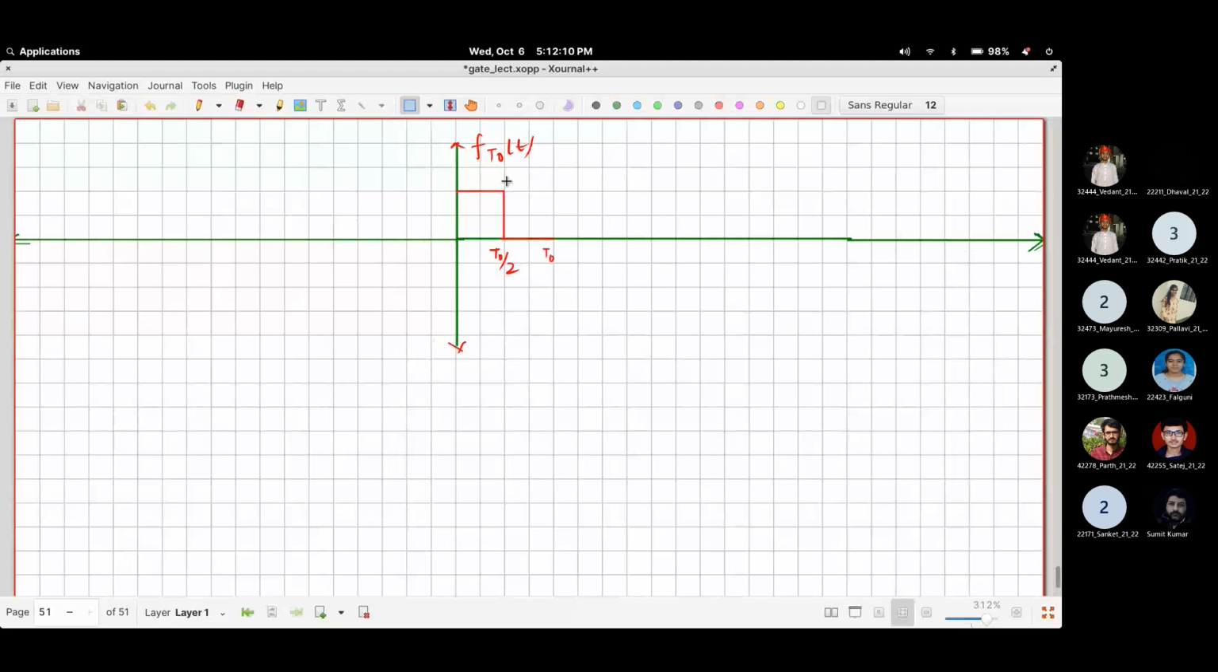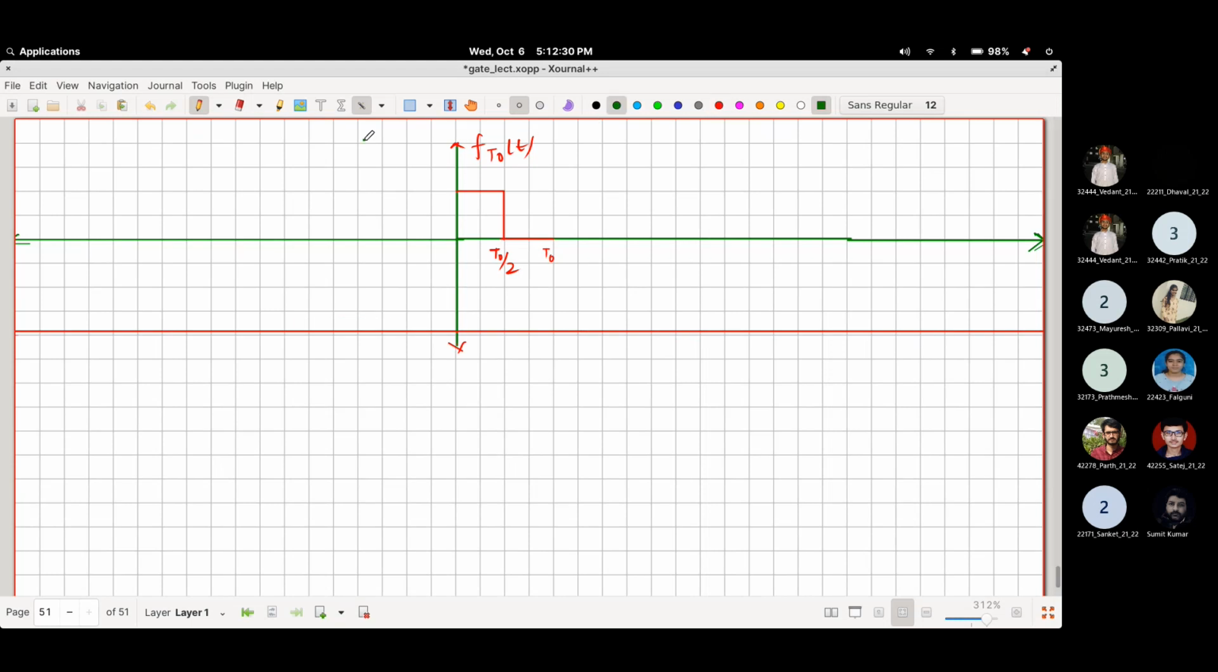Okay. So anyway, let me just do this over this only. So this is f_t0(t). But what about, let me draw it here, just below it in the same scale. Okay, what about the right hand side? So this is the left hand side, and what about the right hand side? How is the right hand side going to be?